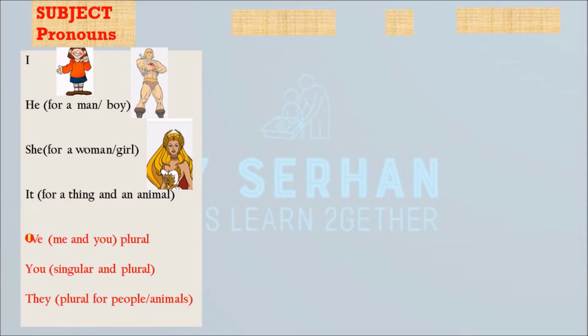We have also plural pronouns like we, which means me and you, and we have the pronoun you. It has both singular and plural meaning, and it defines the people we are talking to. And we have the other plural pronoun for people and animals, they. These are the plural pronouns.